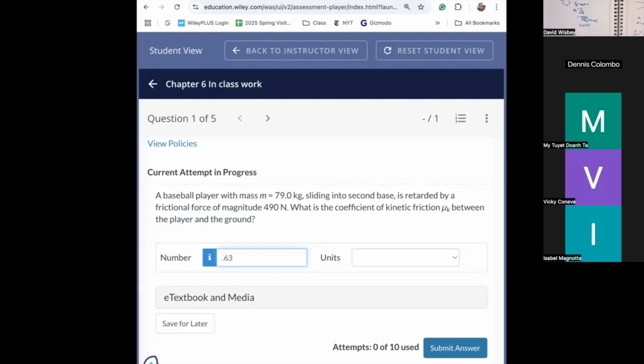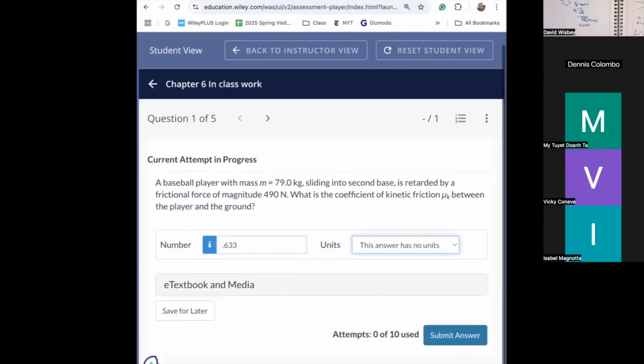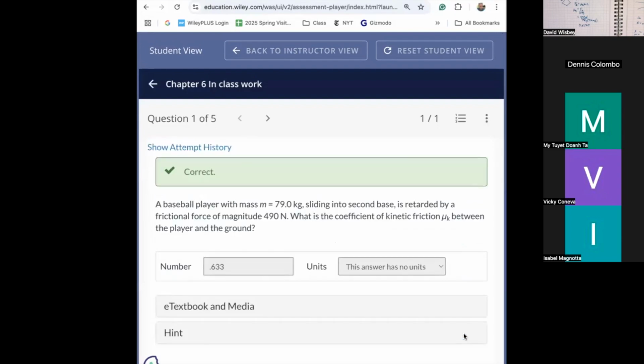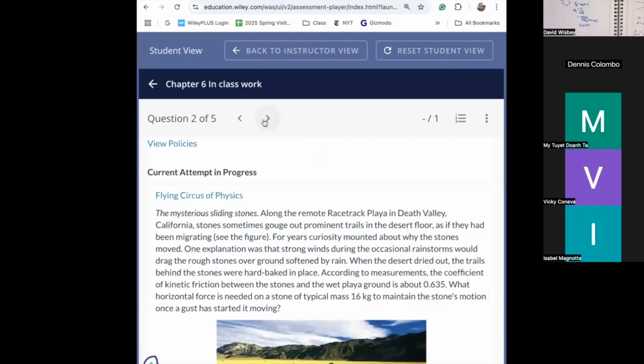So I got 0.6329, but I think that's too many significant digits. Well, I guess there are three significant digits, and there were no units because it's kinetic friction. Let's see what the answer is. Okay, we got it right. All right, let's go on. Let's try and get through as many of these as we can, because they're fun.